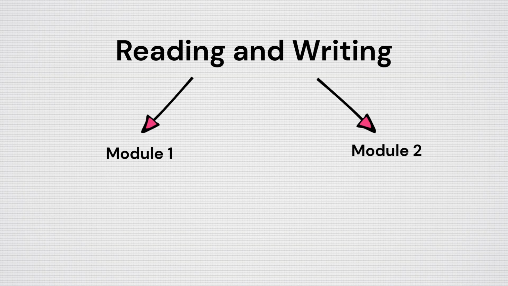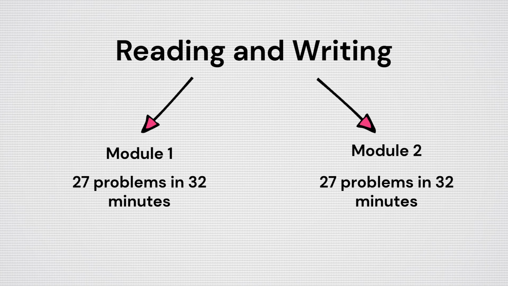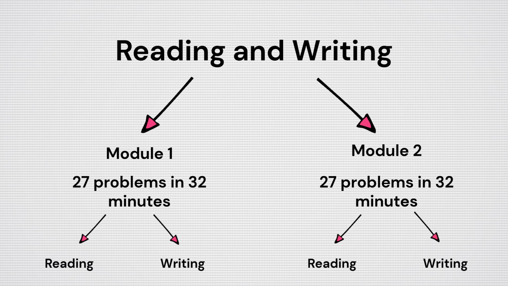Okay, so just like a brief overview of the reading and writing modules before we get started. You have 2 modules of reading and writing. Each includes 27 questions and you have to complete it in 32 minutes. The first half is largely reading comprehension type questions. The second half is largely writing, syntax, grammar, all that type of thing. And if you get enough questions right on your first module, then you'll get a harder second module. If you get more questions wrong, then you'll get an easier second module.